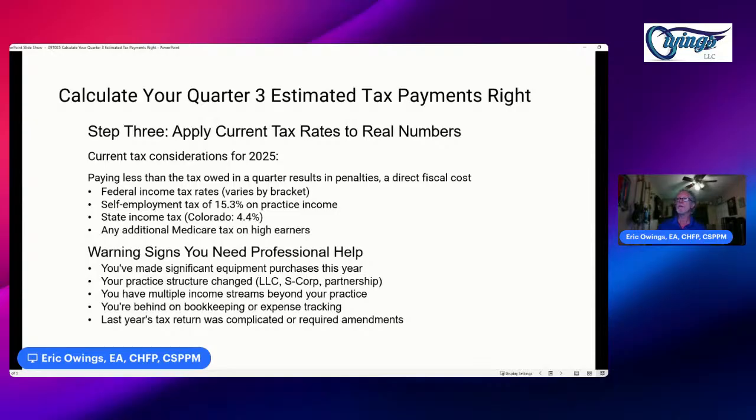See, I haven't mentioned this here, but another multiple income stream is if you're married, if your husband or wife works, we definitely need to know about that too. So if you're behind on bookkeeping or expense tracking, that goes without saying. You don't know what play to call if you don't know your scoreboard. I'm going to leave that at that. That's almost no duh there. So last year's tax return was complicated or still requires amendments. That's another thing. So all this is to say that if you need help, you've got several days left.